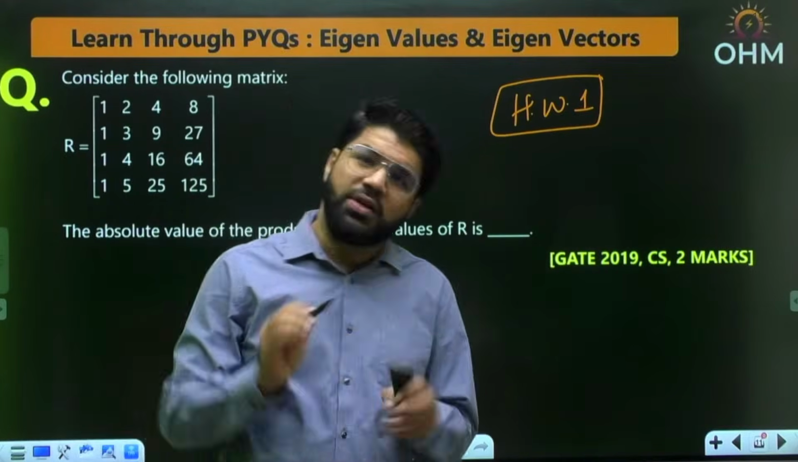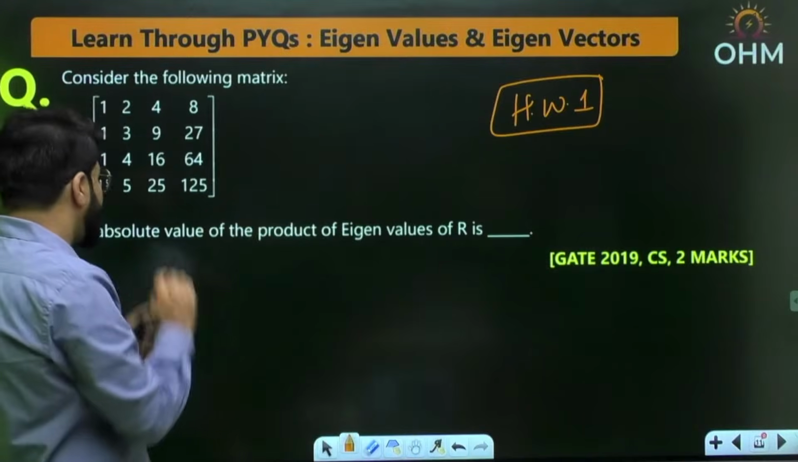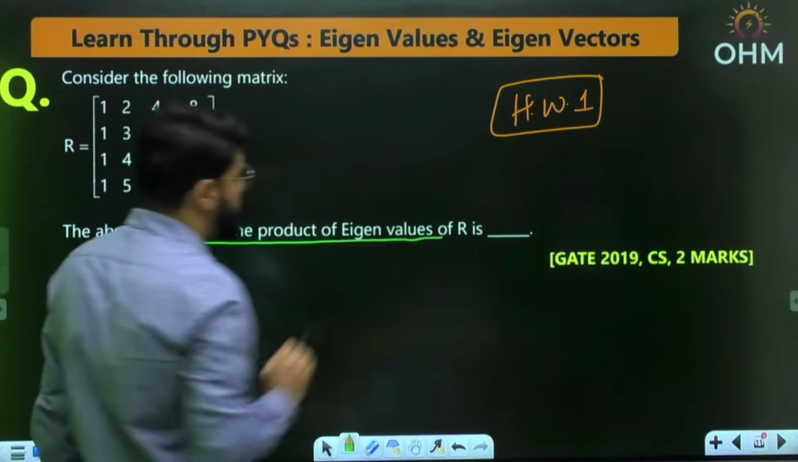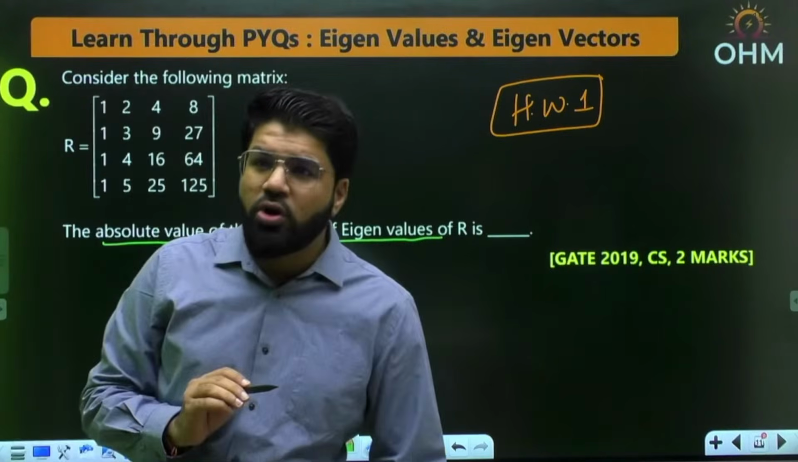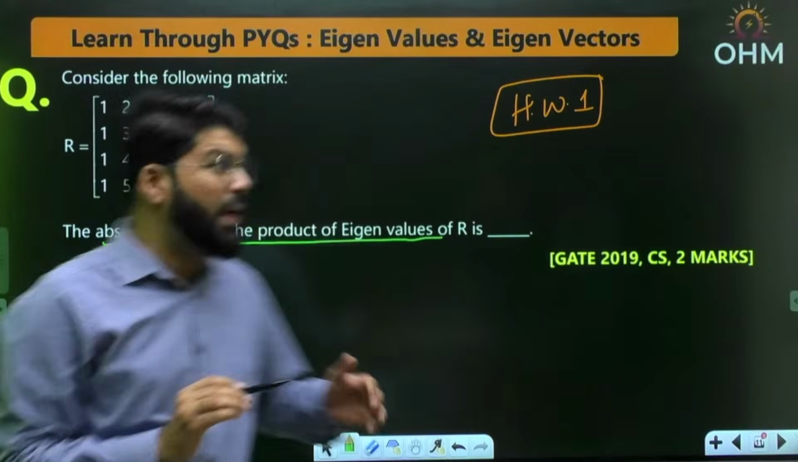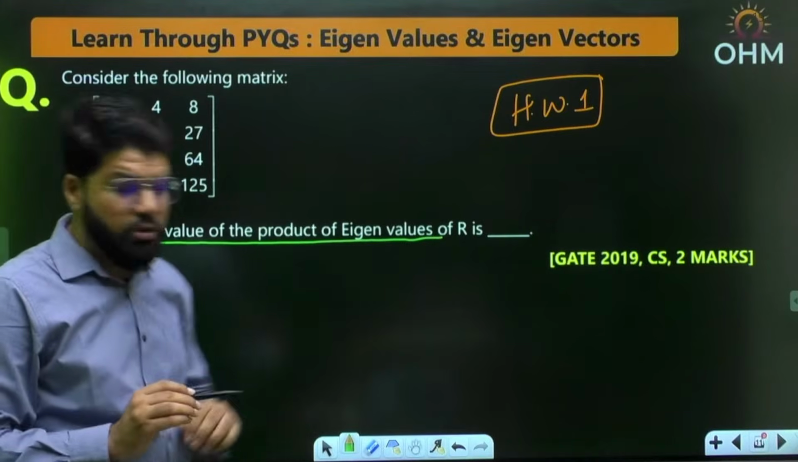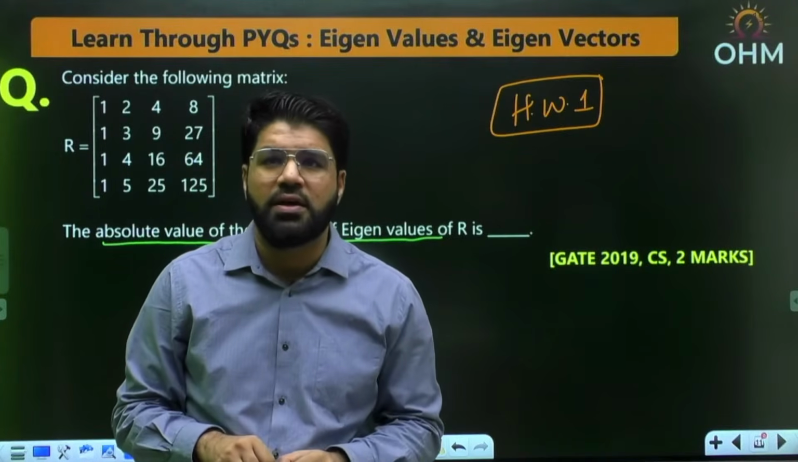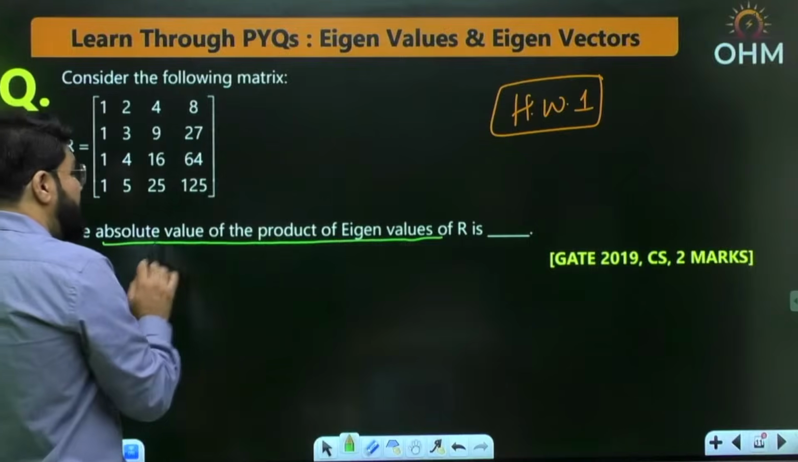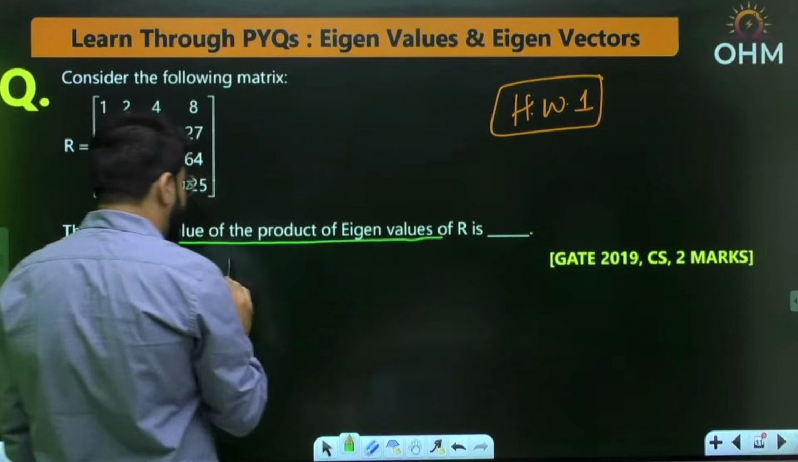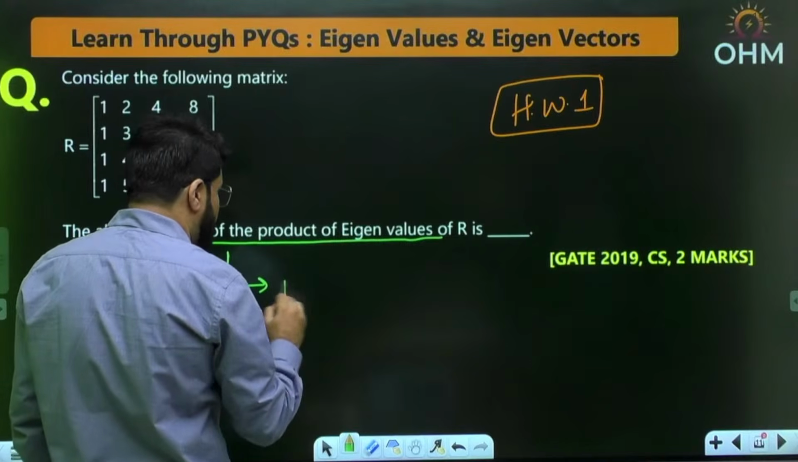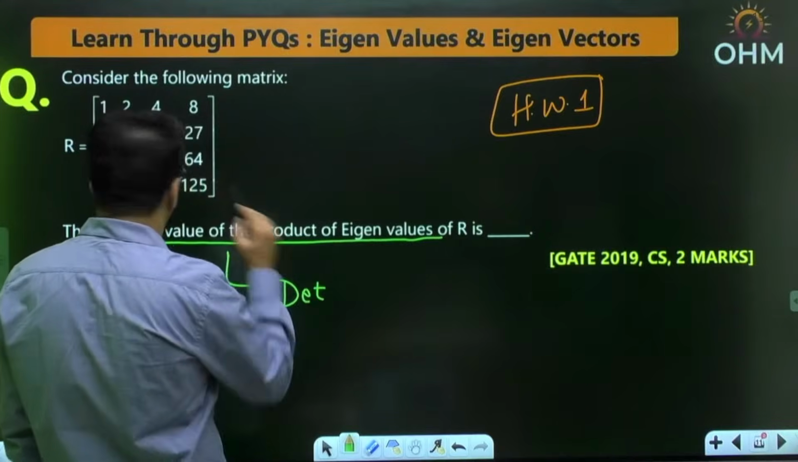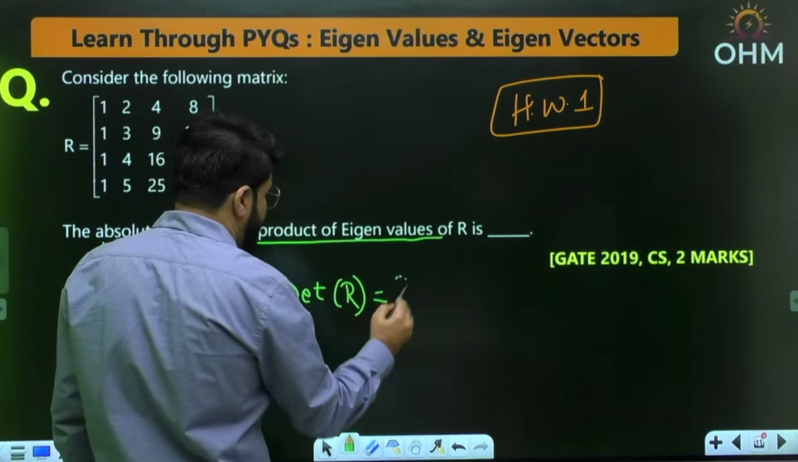Why am I giving it as homework? Because this question is actually not on eigenvalues. The question asks for the absolute value of the product of eigenvalues. It's a 4 cross 4 matrix. You don't have to spend time calculating the eigenvalues of a 4 cross 4 matrix, it would be very lengthy. But you should realize that the product of eigenvalues is equal to the determinant of the given matrix.